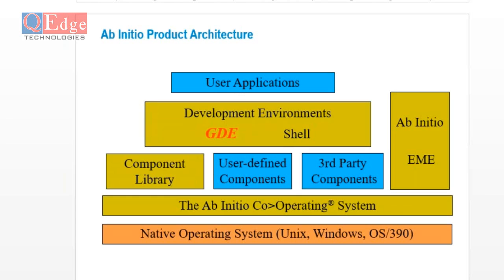So coming to the architecture basically, this is the simple block diagram of the Ab Initio architecture. First thing is you have to install the native operating system, whether Windows, Unix, or mainframe system. It can be Linux. So based on that, where will you get the co-operating system?